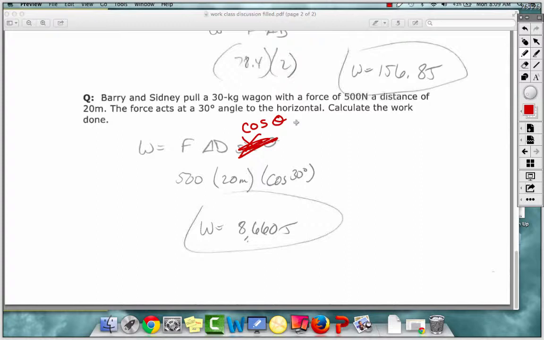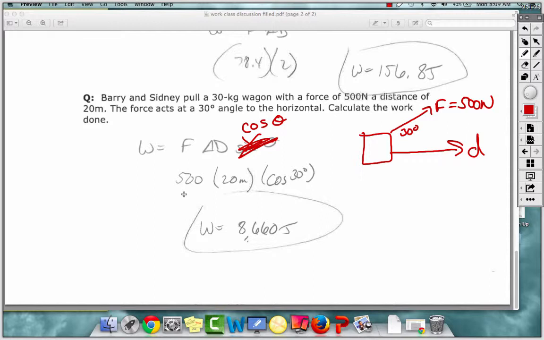Barry and Sydney pull a 30-kilogram wagon with a force of 500 newtons, a distance of 20 meters. The force acts at an angle of 30 degrees to the horizontal. Calculate the work done. If I just draw a real quick picture here, here's the force of 500 newtons. The angle here is 30 degrees, and the displacement is in this direction to the right. I can't just use this 500 newton force straight away. I have to account for this angle, and the formula does it for me. So I'm just going to plug in work equals force times distance times the cosine of theta. The force is 500 newtons times a displacement of 20 meters times the cosine of 30.